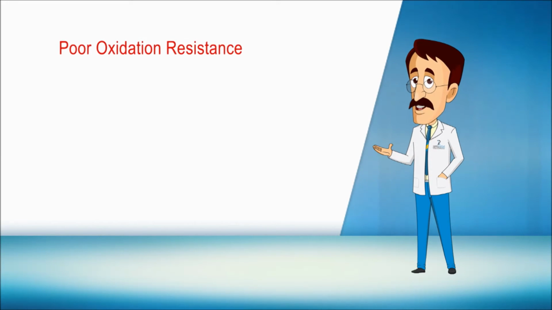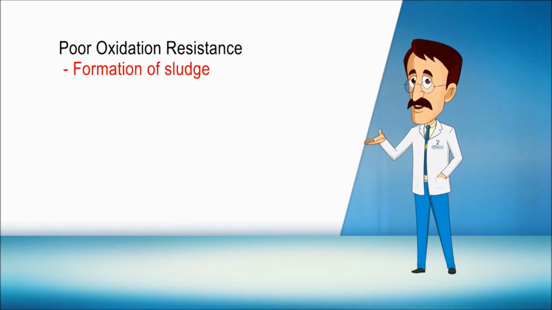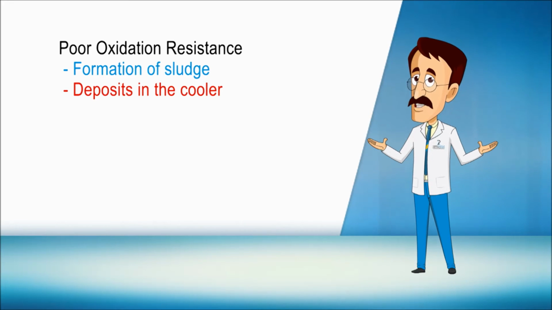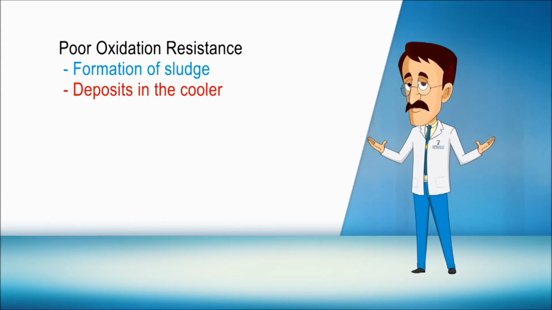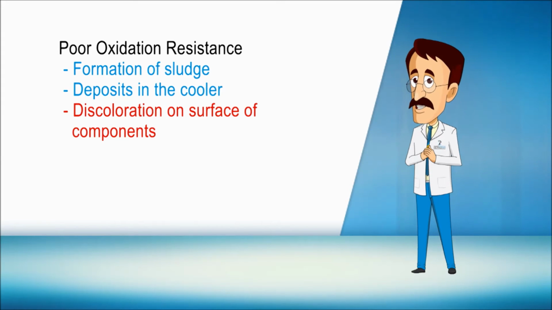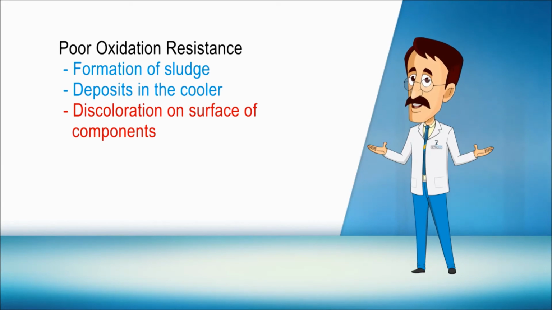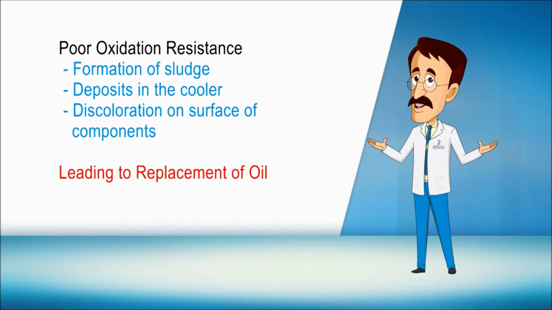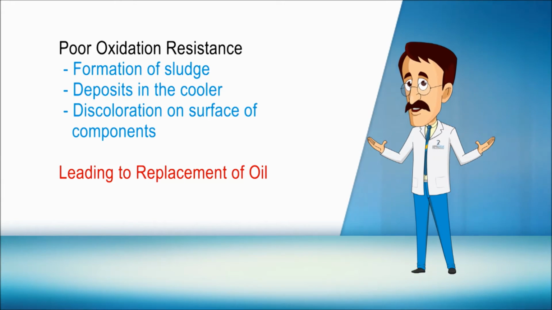Oils having poor oxidation resistance will form a sludge after a short period in use, and this normally results in deposits in the cooler, the coldest place in the quenching bath. Ultimately, discoloration appears on the surface of the treated components, which is either difficult or impossible to remove. At this stage, replacement of the oils is unavoidable.